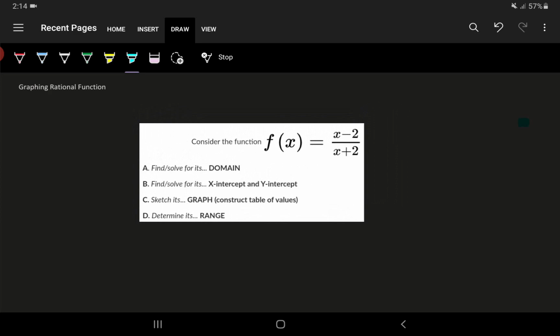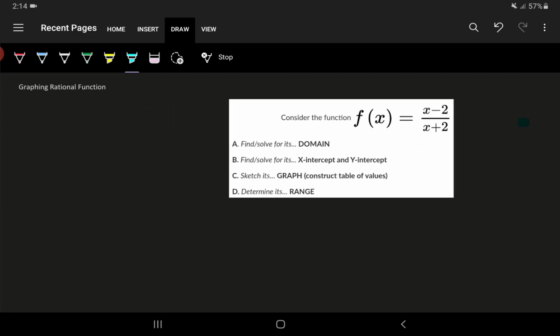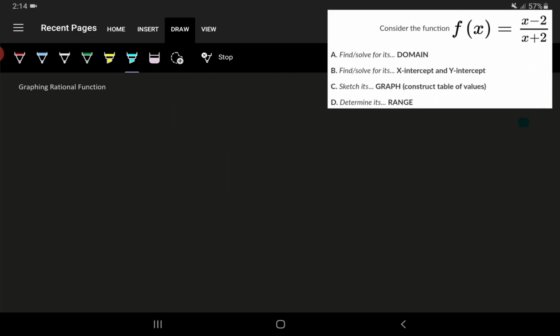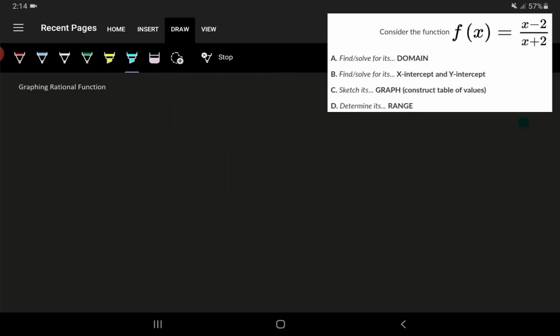Number two, we are asked to find its x and y intercept. Number three is to sketch its graph. And number four, we need to determine its range. So again, dear students, let's answer this one by one. So let's go through the important things we should know before we graph a rational function.